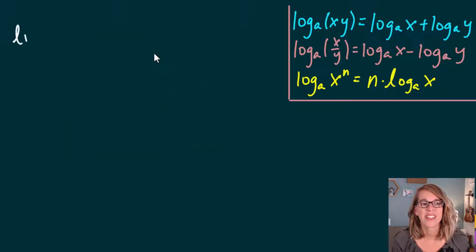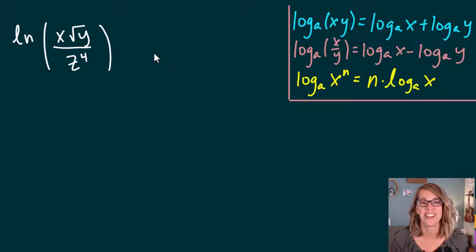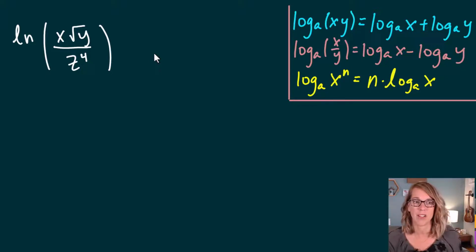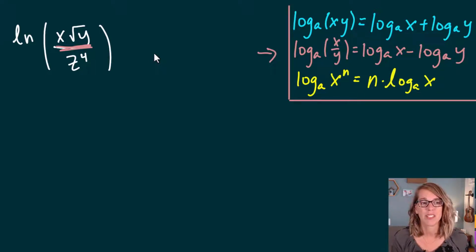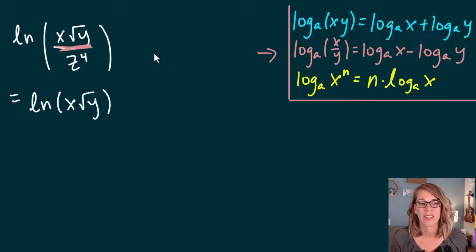For this next one, let's go ahead and expand again. This time I'm going to do it with a quotient. I've got x square root of y in the numerator and a z to the fourth in the denominator. Well, the first thing that I notice is that this is overall something divided by something. So I'm going to use my second property here, the logarithm of a quotient. So I'm going to split this up, numerator and denominator. So the natural log of the numerator, that property says to subtract the natural log of the denominator, that is z to the fourth.